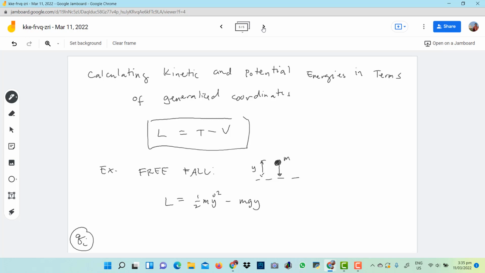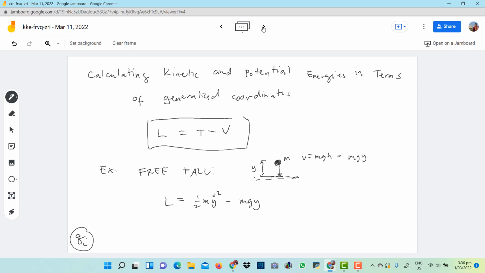So this is the Lagrangian of a free fall. Okay? So why minus mgy? Take note, if this is your ground here, then your y is positive. So your potential energy is just the gravitational potential energy, which is equal to mgh, or you use the generalized coordinate y, so that's why we have mg times y.